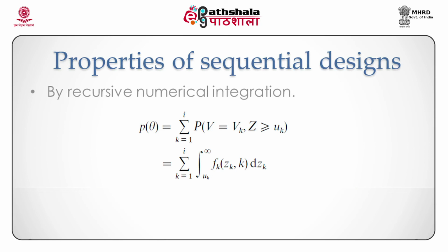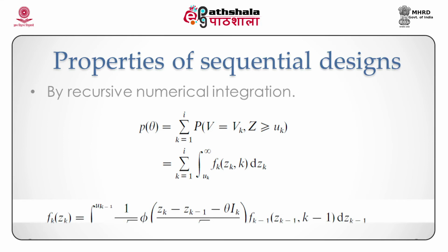greater than or equal to uk, which can be written in terms of the probability function of Z as the summation from k equal to 1 to i of the integral from uk to infinity of fk(zk) dzk, where fk(zk) is given by the integral from l(k-1) to u(k-1) of root i(k), i being the information, into phi of (zk minus z(k-1) minus theta i(k)) over root i(k), into f(k-1)(z(k-1)) dz(k-1). So as you can see from this integral, the numerical integration needs to be performed recursively.